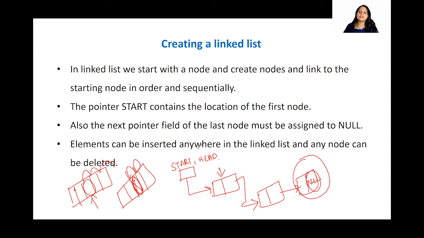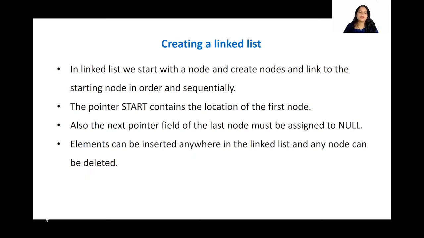So in the case of linked list, this is not at all required. Anywhere we can add. If at all I want to add, I can simply remove this link and add that link to the new node and link it something like this. I can do it in the beginning, I can do it at the end, I can do it in the middle, anywhere I want. So that is the advantage of the linked list over the array. So that's what it is saying. Elements can be inserted anywhere in the linked list and any node can be deleted, right?